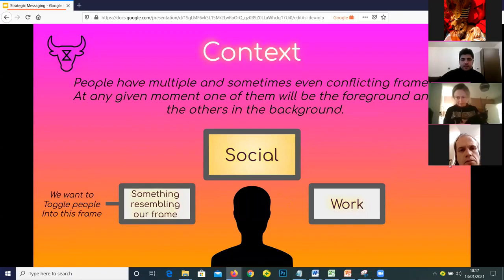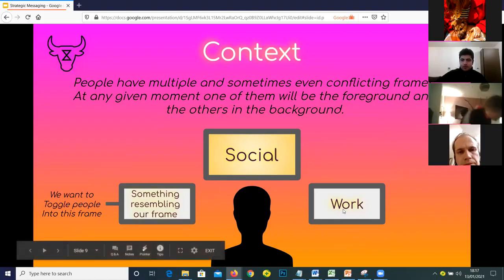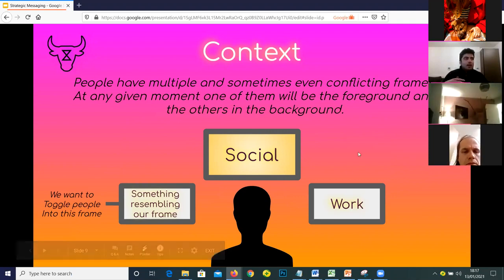The other thing is that people actually have multiple frames and sometimes even conflicting frames. At any given moment, one of them will be in the foreground and the others will be in the background, right? So whilst I may have multiple frames, like a social frame and a work frame, one probably acts very differently in a pub with their friends than they do at work, and they probably think very differently as well. They'll have many more frames as well.